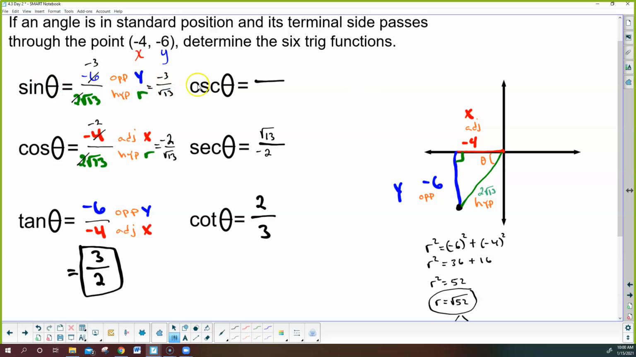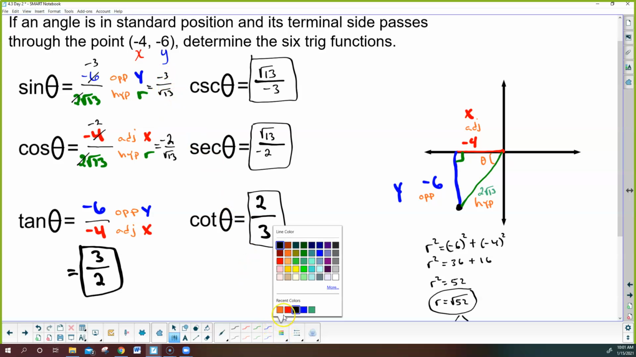And then sine and cosecant are reciprocals, so we're going to flip that. So the only thing that would be left to do, I'm happy with this answer because the radical's in the numerator. Same thing here. And this one doesn't have radicals, so I have 4 answers that I'm really happy with. These two, we have to reduce the radical or rationalize it. So we just got to get rid of that square root of 13 in the bottom.